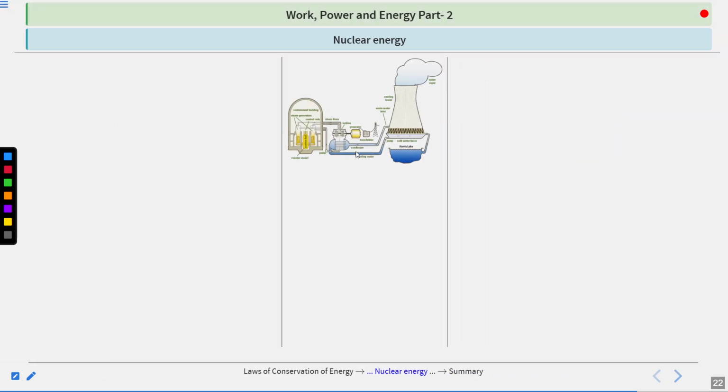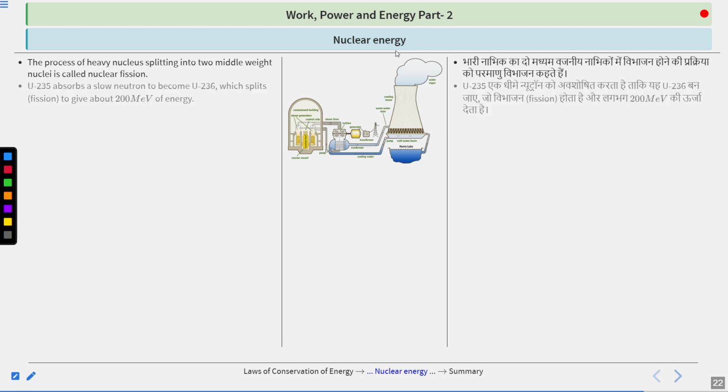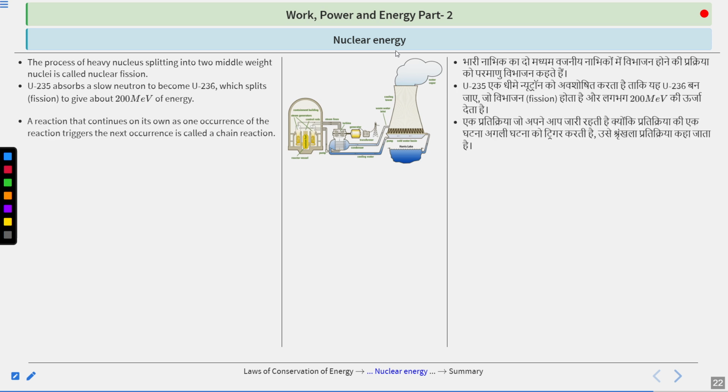Now, nuclear energy. The process of a heavy nucleus splitting into two middleweight nuclei is called nuclear fission. U-235 absorbs a slow neutron to become U-236, which splits, giving about 26 MeV of energy. A reaction that continues on its own, as one occurrence of the reaction triggers the next occurrence, is called a chain reaction. Controlled chain reaction is used in nuclear power plants.